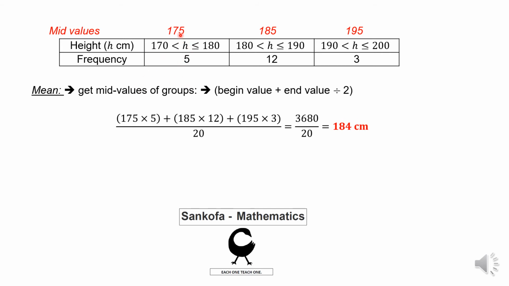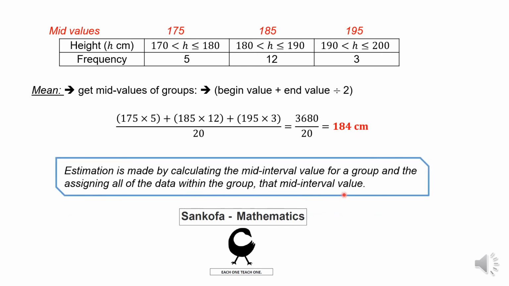So then you take that average of 175, multiply it by 5, add 185 times 12, add 195 times 3, and you get 3,680 over 20. So on average, the estimate is 184 centimeters. The estimation is made by calculating the mid-interval values for a group and assigning all the data within that group that mid-interval value. So this 185 is for all the data in this particular group of people who have a height of 180 to 190.